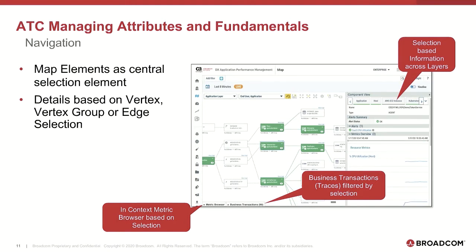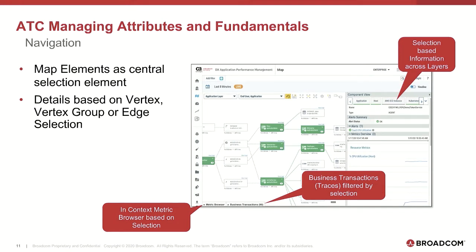Meaning, once I select a vertex, on the right side I see selection-based information across layers, and I will come to that in detail in a minute. At the bottom, once I select a vertex, I will get additional information related to this vertex, and that's also context sensitive. Normally, it would be an in-context browser selection, or in-context business transactions.